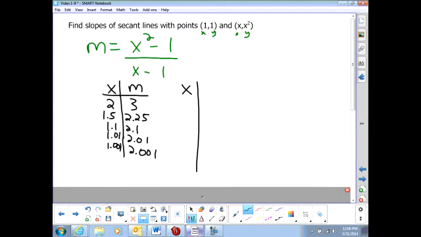Well, we also want to look at coming from the other direction. We were coming towards 1 from above it. Let's look at below it. So we'll look at 0. Then we'll do something like 0.5. Then getting closer, we'll do like 0.9, 0.99, and 0.999. And again, our y values in our table will really be our slope values.